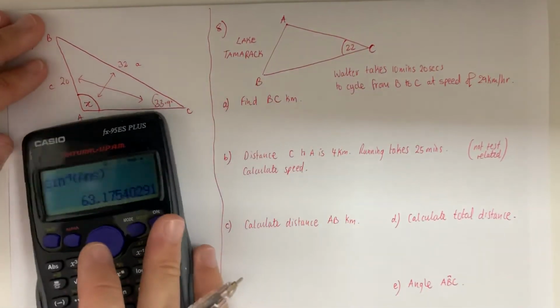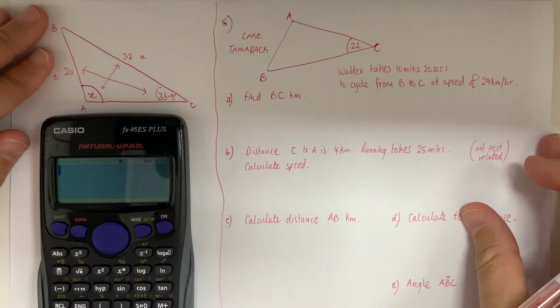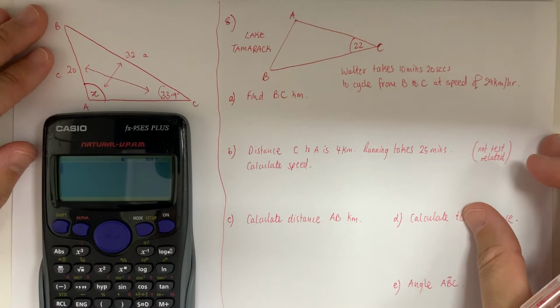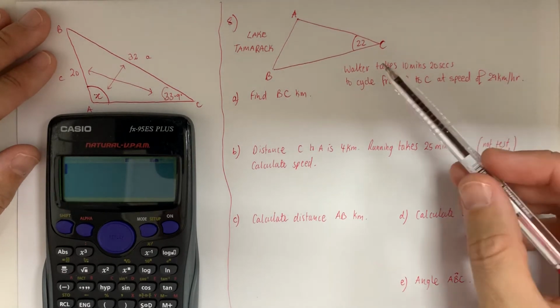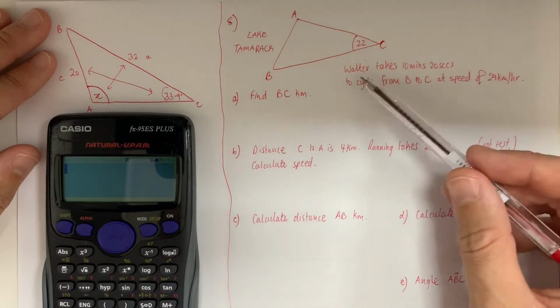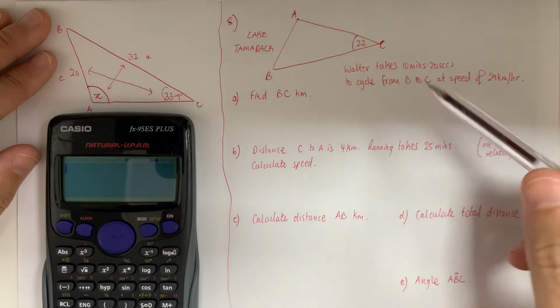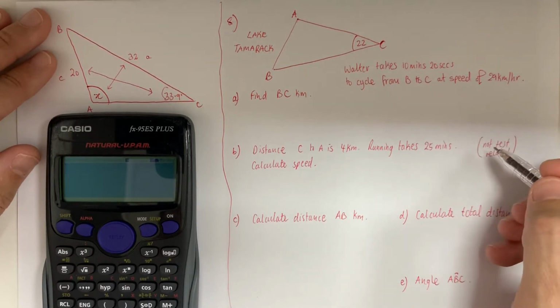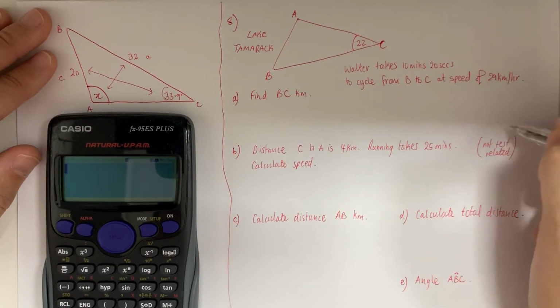Okay, now we're on to question 8. Question 8 is about a lake, Tamarack. You can check its real location. I'm not actually sure where it is. Now it says Walter takes 10 minutes, 20 seconds to cycle from B to C at a speed of 29 kilometers per hour. Find the distance BC. Now this is not trigonometry, so it's not actually test related, so don't worry about these.